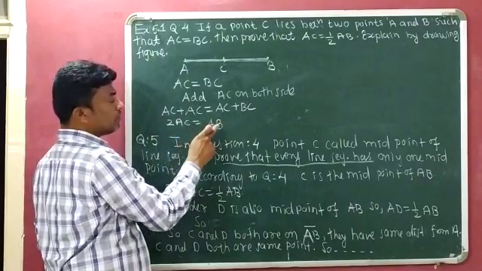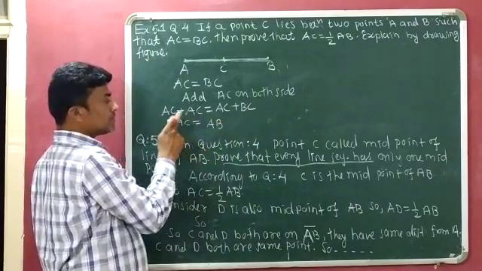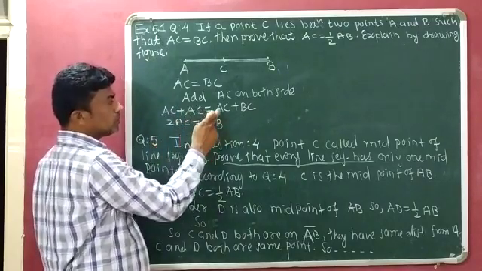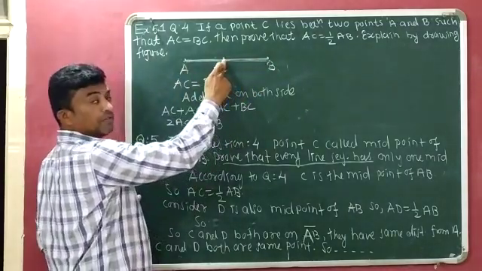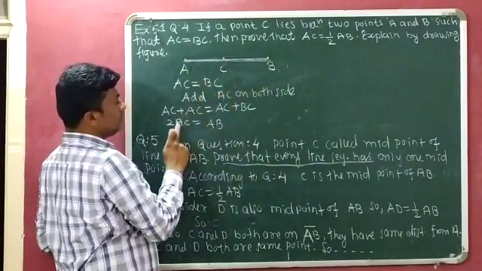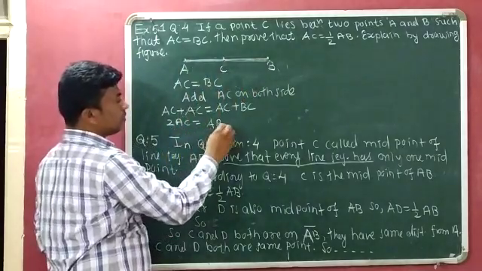So 2 AC is equal to AB. 1 AC plus 1 AC, 2 AC is equal to AC plus BC. This is AC and this is BC. If we add them, then it is AB. Now 2 AC is equal to AB.